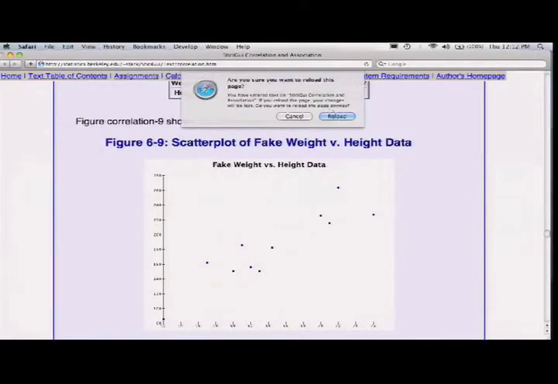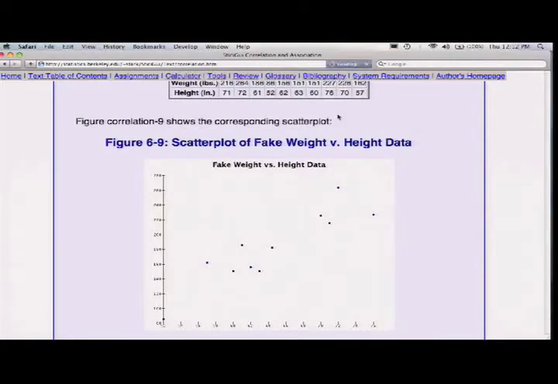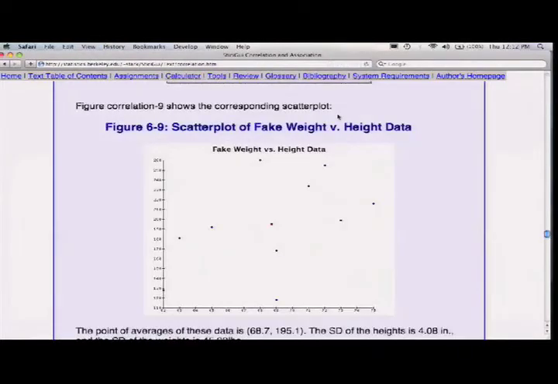We can try reloading the page. Send my personal information all over the web. There. At least back to my server.